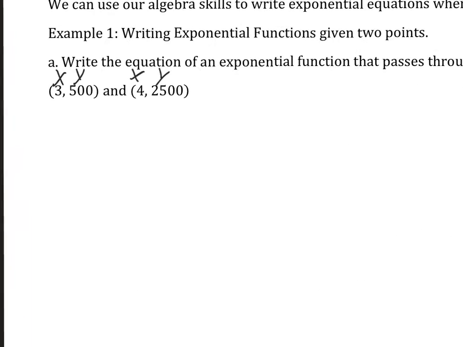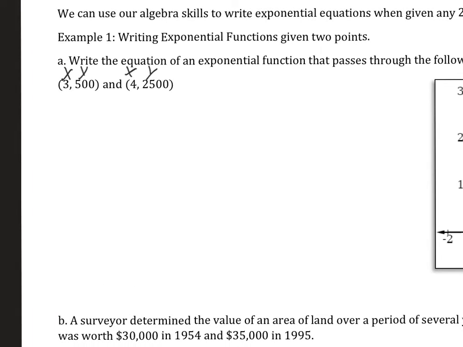So let's go ahead and write out our equation. If you remember back, our equation is y equals ab to the x. So what we're going to do is plug in y, so that's 500 equals ab to the third. The other one is going to be 2500 equals ab to the fourth.